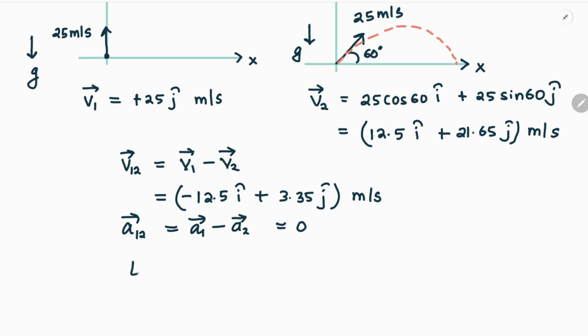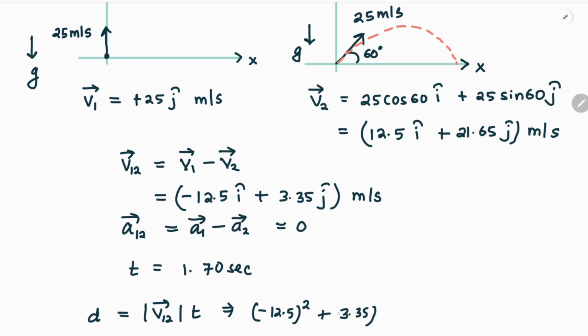So therefore, after a duration of 1.70 seconds, the relative separation between them is equal to the magnitude of v12 times t. So the magnitude of v12 is equal to the square root of minus 12.5 squared plus 3.35 squared, times 1.7, and it is approximately equal to 22 meters. So this is the correct answer for this problem that we solved.